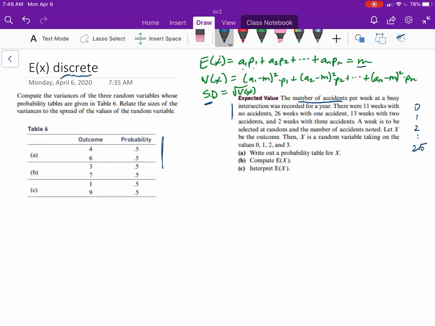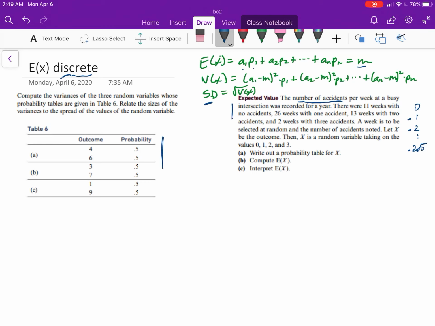But sometimes decimals do make sense, like the lifespan of something, some sort of plant or something. It could live 2 years, it could live 1 year, or it could live 2.5 years, right? So that is a continuous random variable. Okay, let's look at this first example.